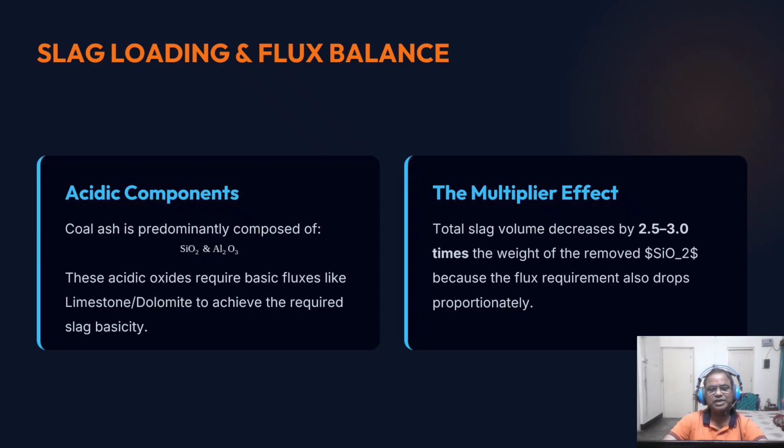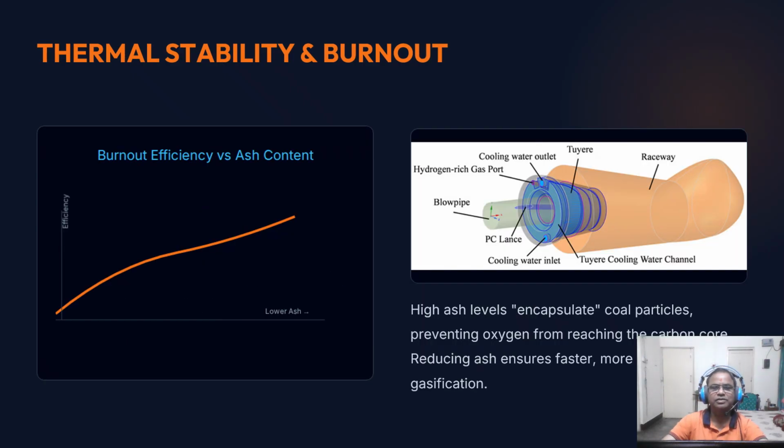So by reducing the ash in the source, we stop the problem before it starts. Which brings us to the incredible multiplier effect of slag reduction. Now coming to the multiplier effect on the flux balance. This is where the math gets exciting.